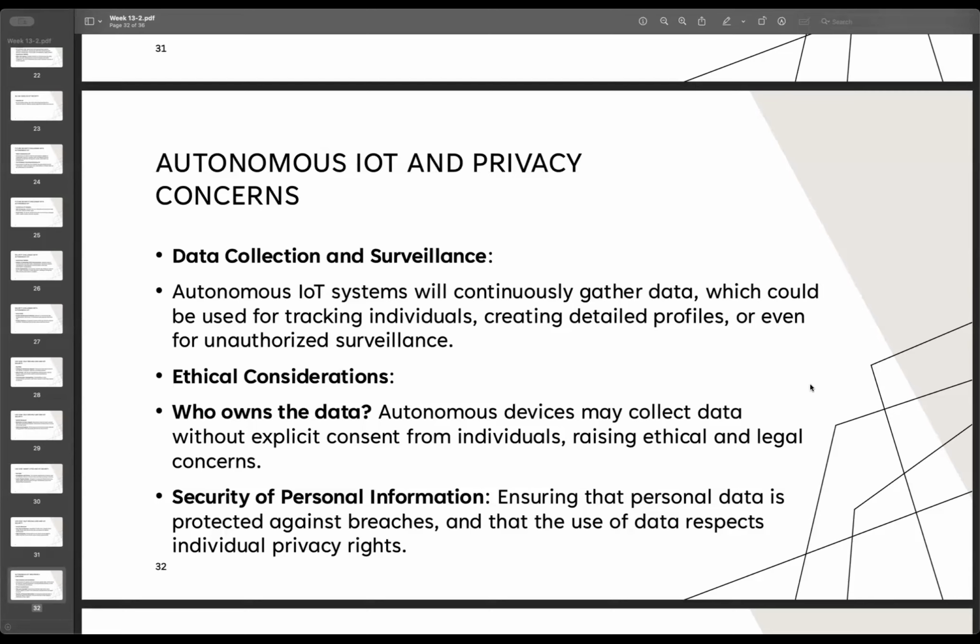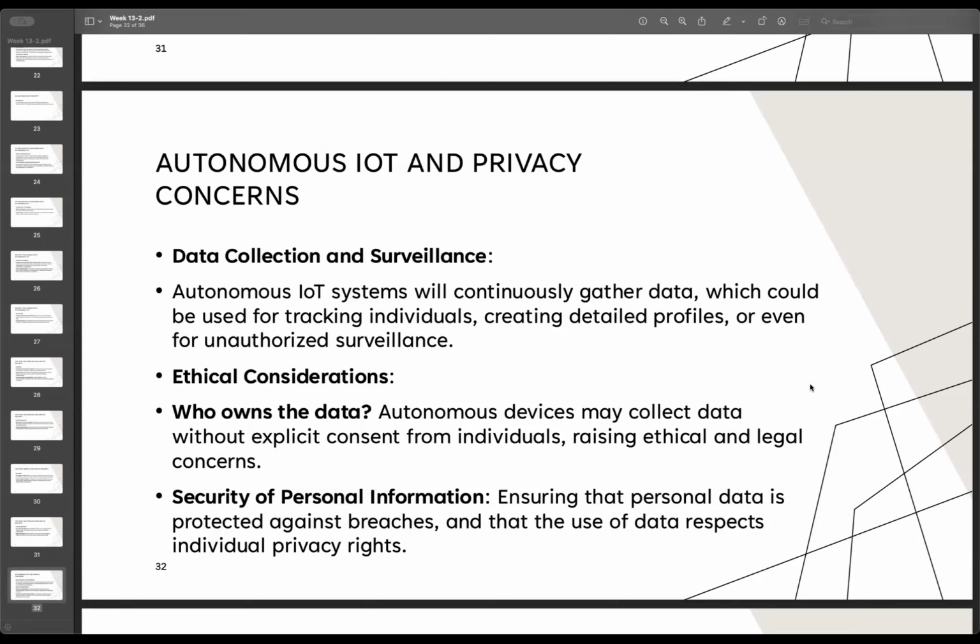And also we do have some ethical considerations. Like who owns the data? Do you believe the government, a third party? How can we think about it once they collect data without express consent from the individuals? So it may raise ethical and legal concerns.